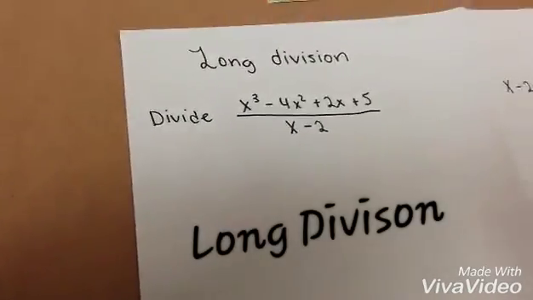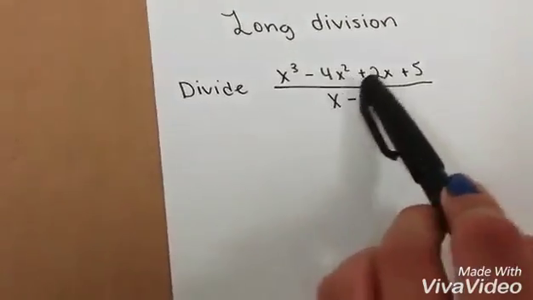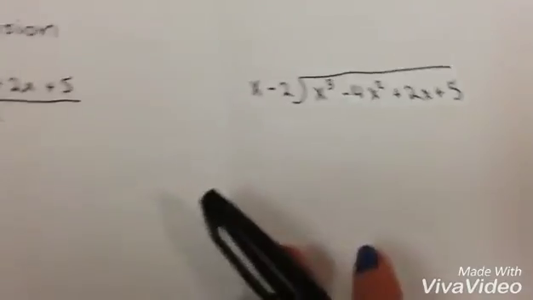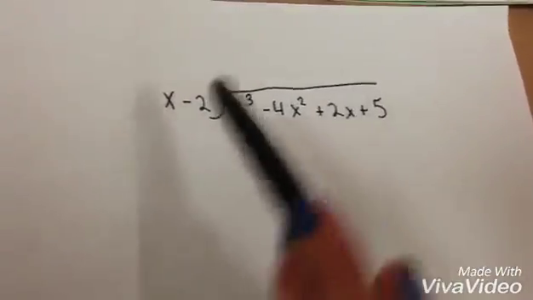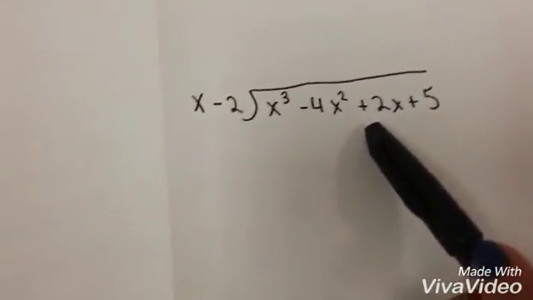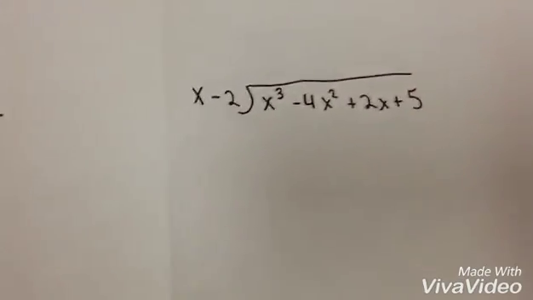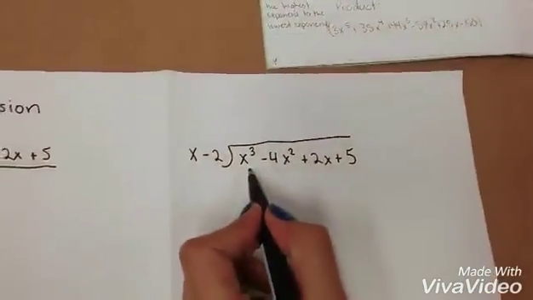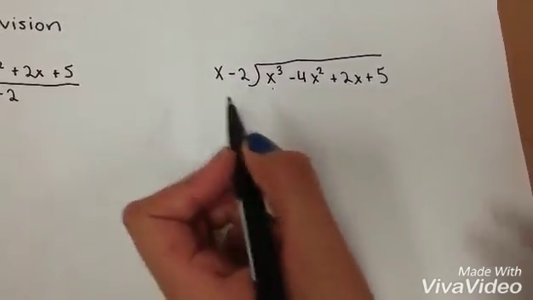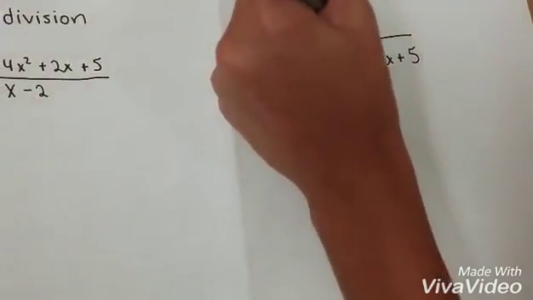We're going to learn about long division. So here we're going to divide x to the 3rd power minus 4x squared plus 2x plus 5 by x minus 2. This is how you're going to set up the problem. When setting up the equation, the numerator will go inside the division sign and the denominator will go outside the division sign. The highest power inside the division sign will be divided by the highest power outside the division sign. So x to the 3rd power divided by x is x squared.